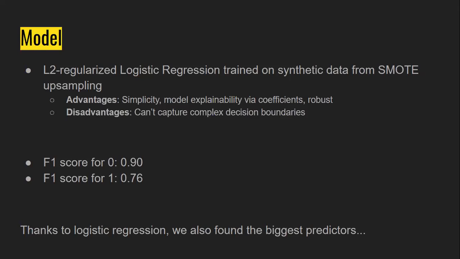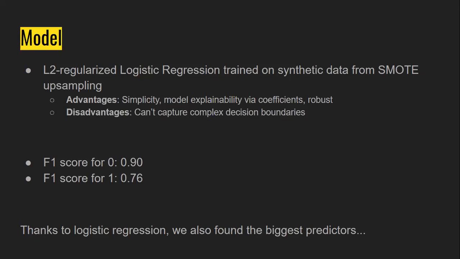So the model that we ended up using is a logistic regression that was L2 regularized, and we trained that on synthetic data from SMOTE upsampling. Since this is a binary classification problem, logistic regression handles that pretty well. And the fact that those classes are unbalanced means that SMOTE can handle that pretty well.